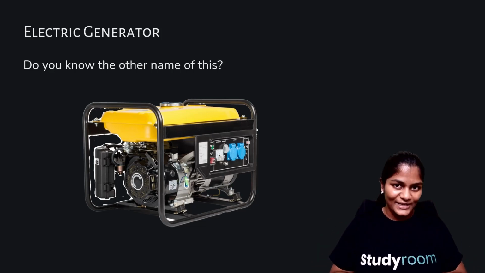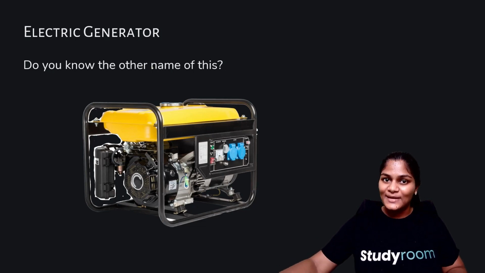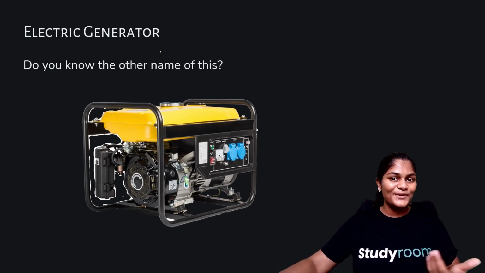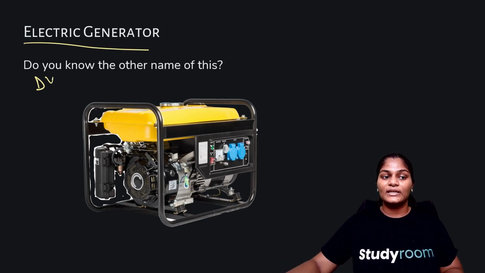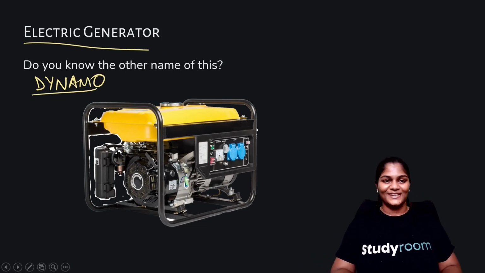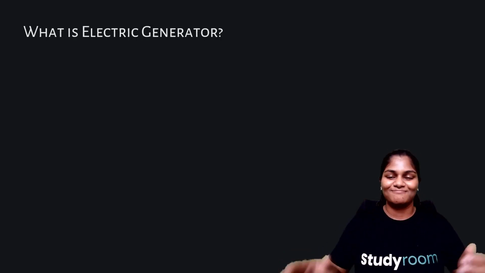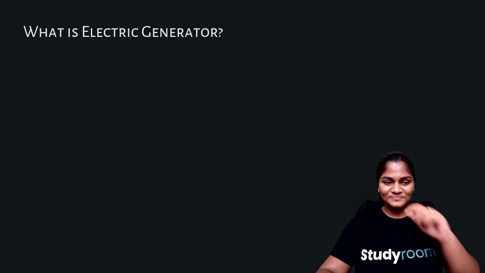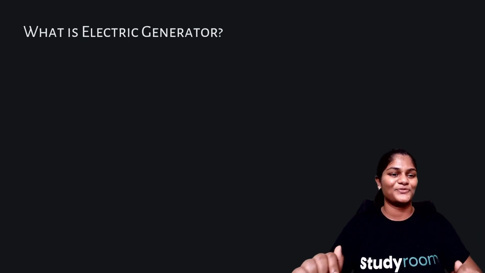It's generating electricity. Okay, so the question is here, do you know the other name for this? Well, I will tell you if you don't know it. The other name for an electric generator is dynamo. Okay, this is the alternate name for an electric generator. Just an additional bit of information for you.